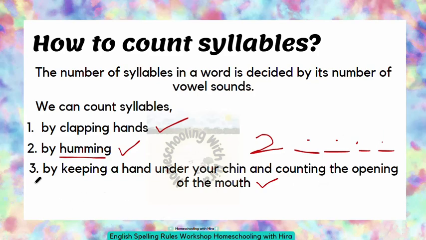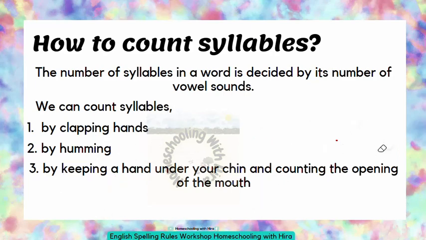Now let's talk about method number 3, in which you have to keep a hand under your chin. If this is your face, keep a fist under your chin and say the word. When you say a syllable, your chin will drop. For example, if you say "auto," your mouth will open and your chin will drop when you say "o," then when you say "to," it will happen again. At every vowel sound, which means at every syllable, your chin will drop and you can count the syllables correctly.